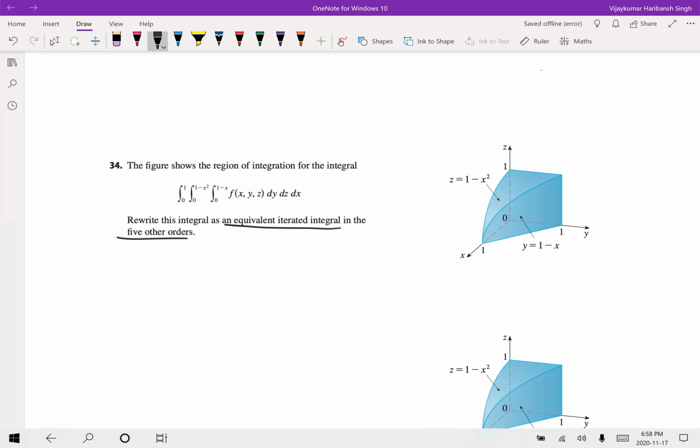So let's investigate this. First, let's investigate it from the y first perspective. So y first. So your y changes from, first of all, what is the footprint? If you're looking at a y first region, first of all, is it a y first region? And the answer is yes. Why? Because your y is between 0 and 1 minus x. Yeah, that's where your y is.